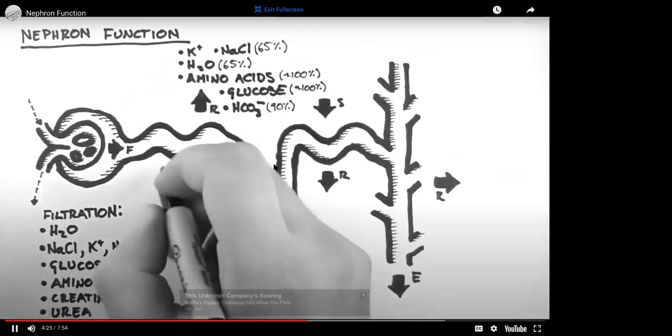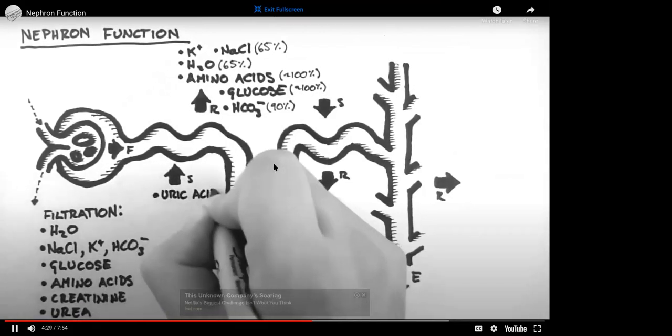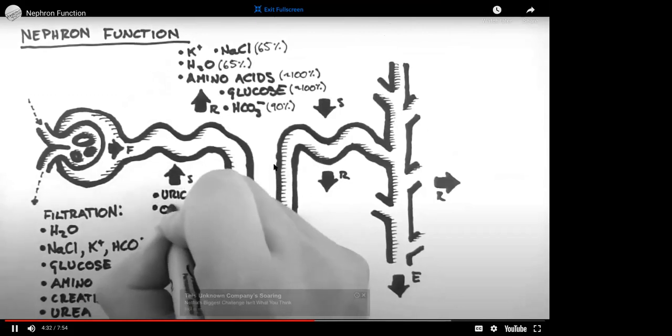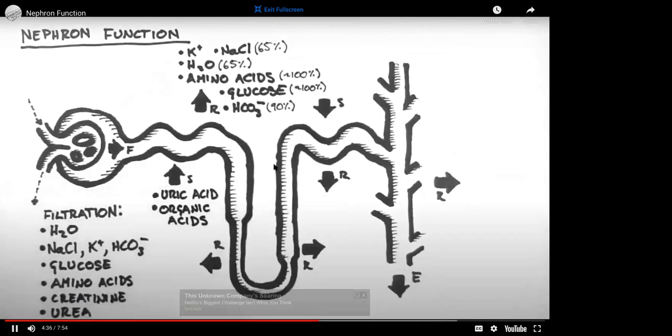Secreted in the proximal tubule are uric acid, which is another nitrogenous waste product, and also organic acids, which include many antibiotics. This is the way in which they are removed from the body.